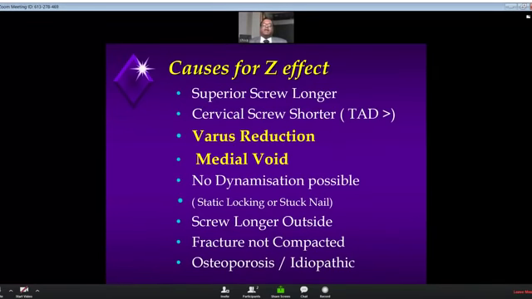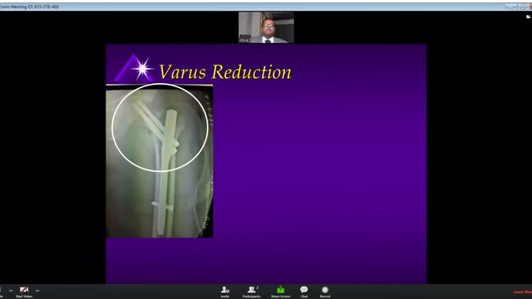Varus reduction and medial void are almost similar in function. That's why I'm taking both of them simultaneously. That's the main cause next. Here you can see the fracture has been fixed beautifully with a PFN, but if you look at the position of the neck screw, it is kissing the calcar inferiorly at the neck, whereas the tip of the screw is in the central or superior part of the head. So it indicates that the fracture has gone into varus.